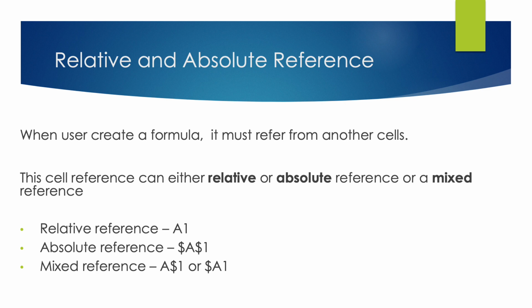You can also have mixed reference. For example, over here, we have A$1, meaning that A, which is the column, and 1 is the row. You are only locking the row. Or you can have $A1, meaning that the column is locked. You can change the row.